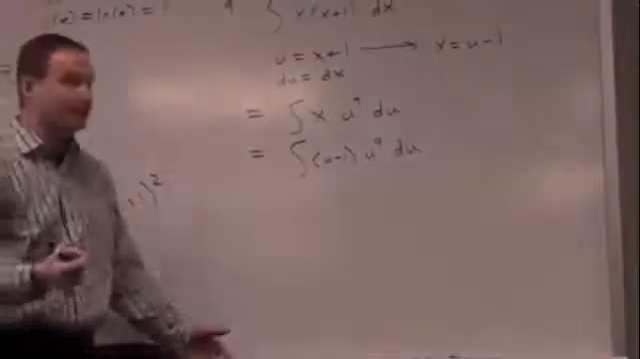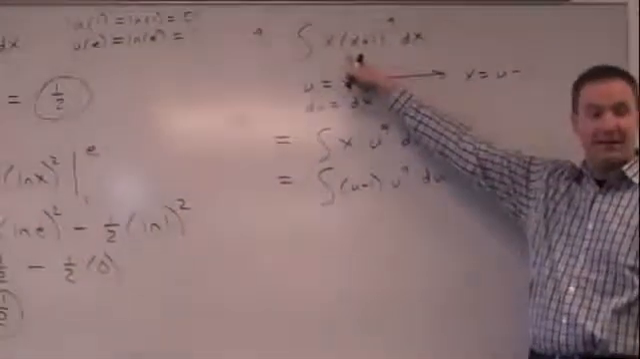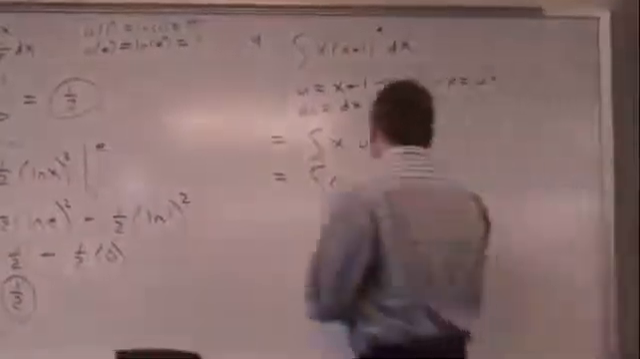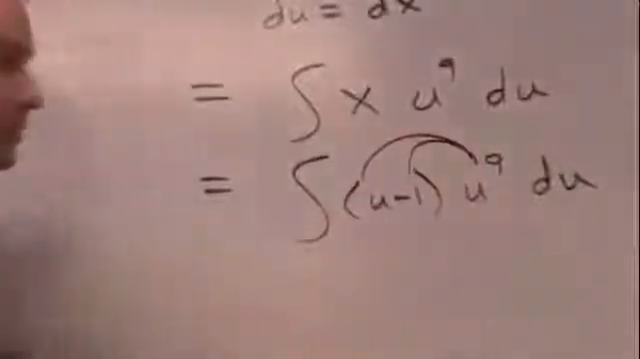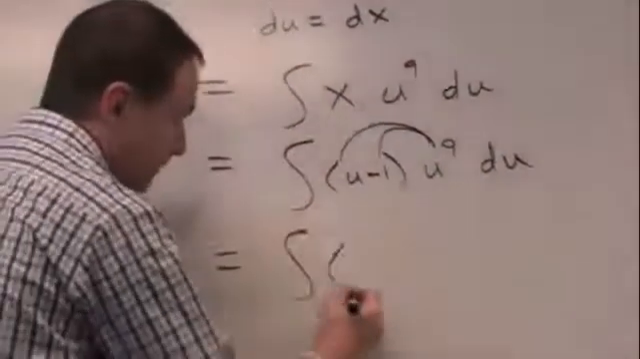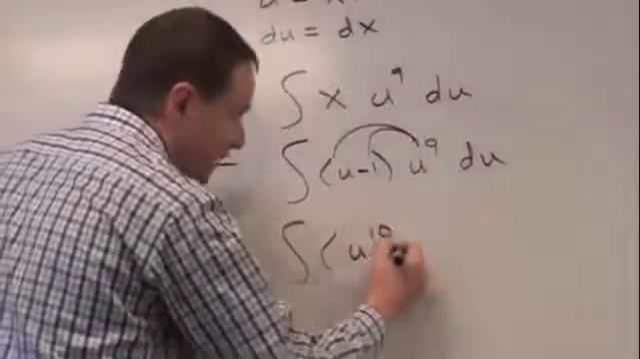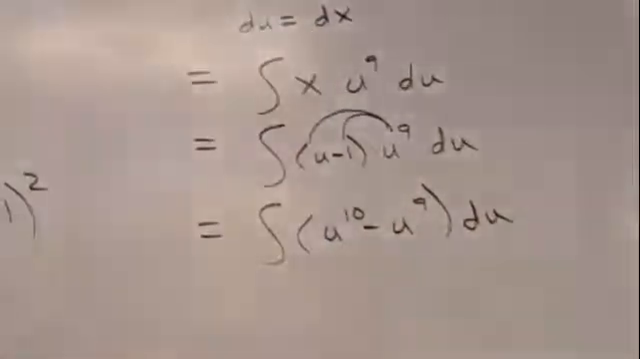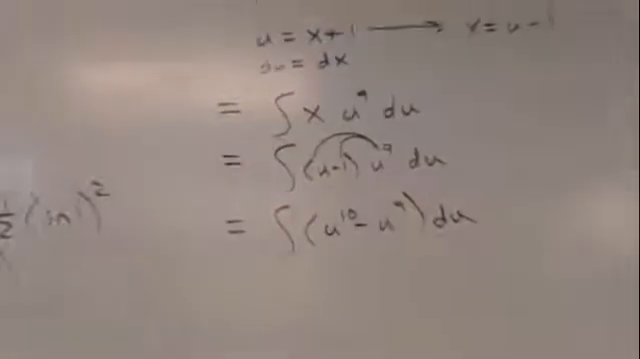Now, here's the problem. Some students would say, well, you're just as bad off now as you were before. And I would say, oh, you are not looking at it correctly if you think that. Because up here, I would have had to expand a binomial to the 9th power. Not a very fun thing to do. Here, it's simplistic. All I have to do is distribute the u to the 9th through that group. And it works beautifully. I'll say u to the 10th minus u to the 9th du. Then we can use the power rule on each term.